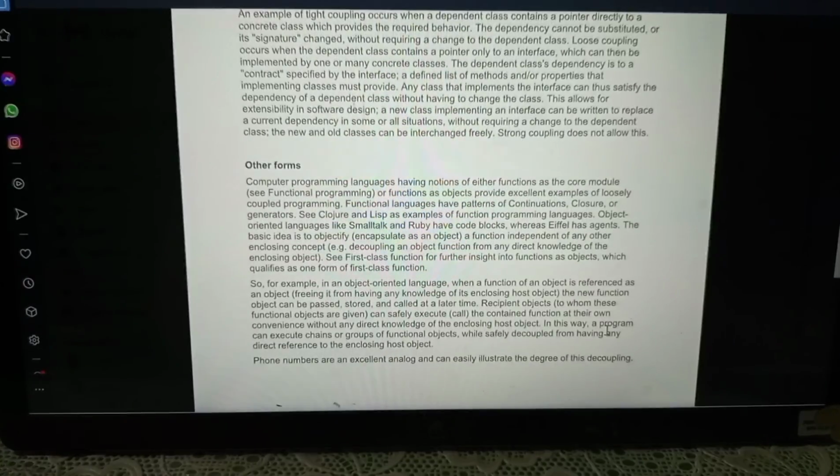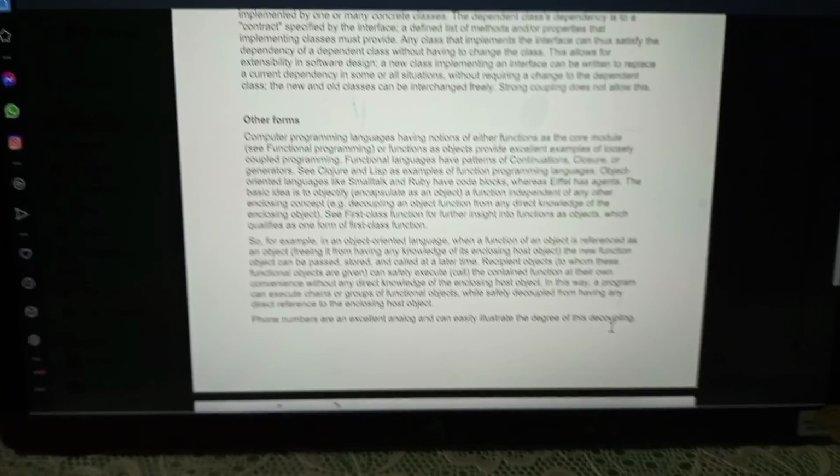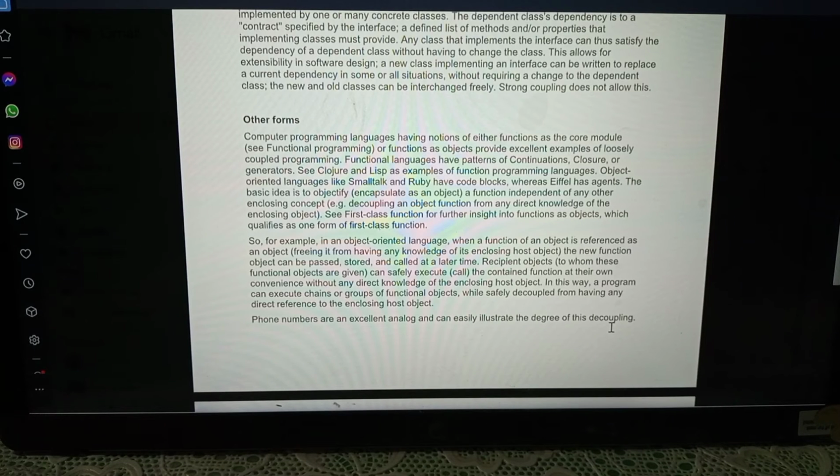Then other forms of computer programming languages, having notions of either functions as the core module, like functional programming, or functions as objects, provide excellent examples of loosely coupled programming. Functional languages have patterns of continuations, closures, or generators. See closure and LISP as examples of functional programming languages.